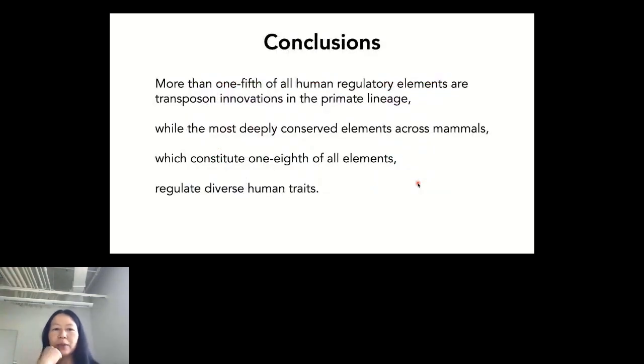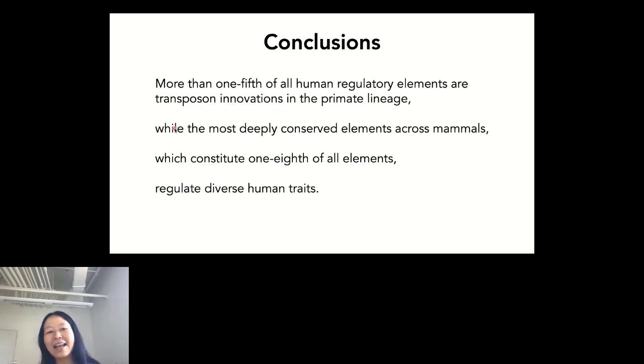So that was basically what I want to tell you today. I have a whole page of conclusions, but just to simplify the situation, I have told you quite a bit about the conservation and the transposable elements and so on. And the take-home message is, if we look at the regulatory elements in the human genome, more than 1/5 of them are innovations in the primate lineage. And the vast majority of these are derived from transposomes. So 1/5 of our regulatory elements are transposome-derived innovations in the primate lineage.